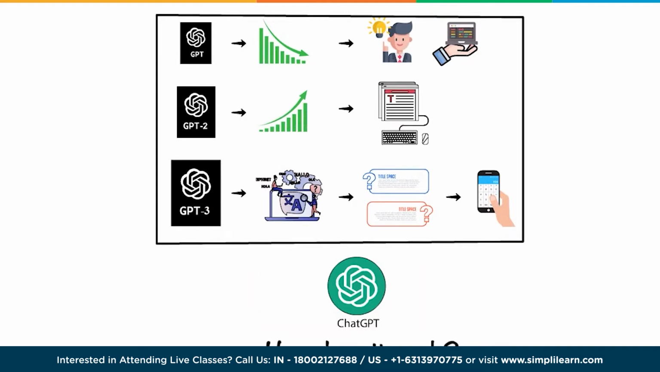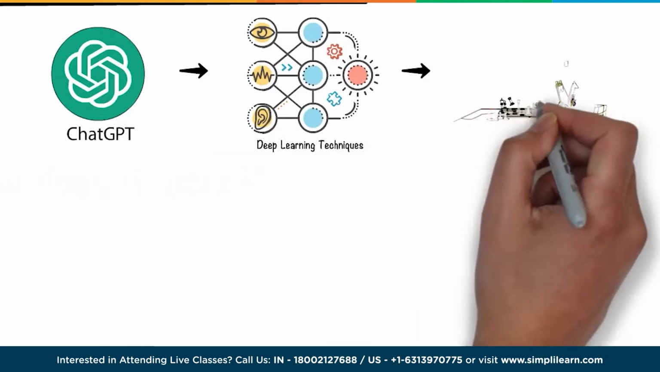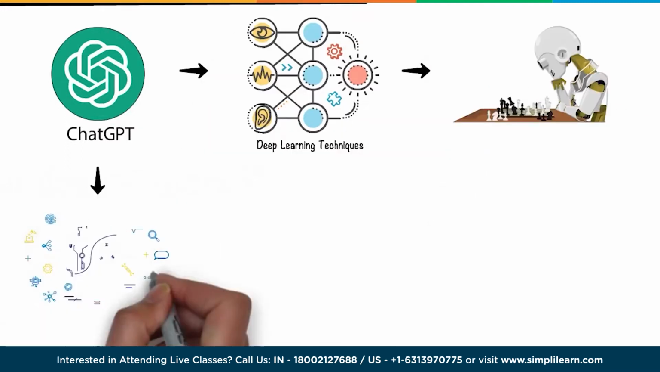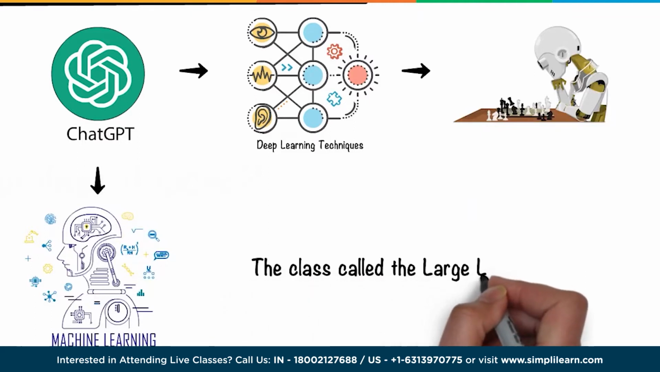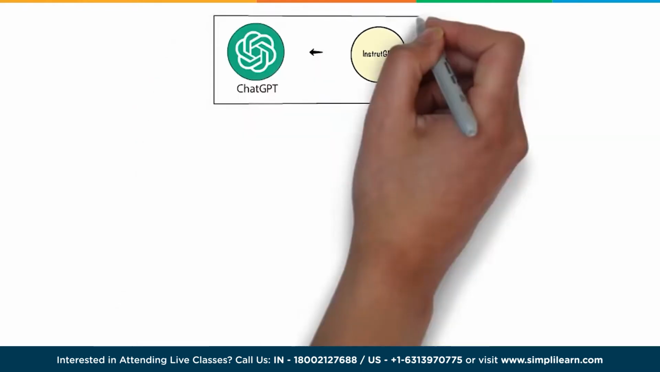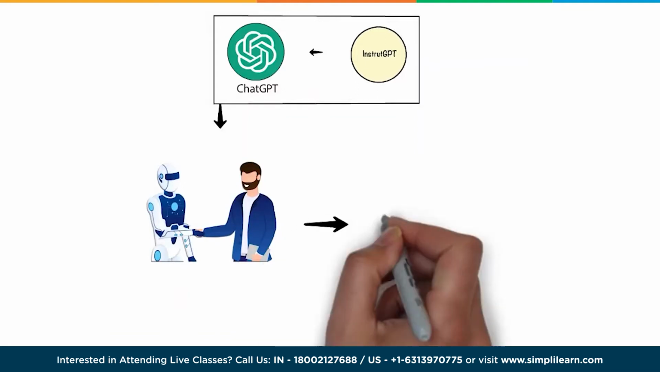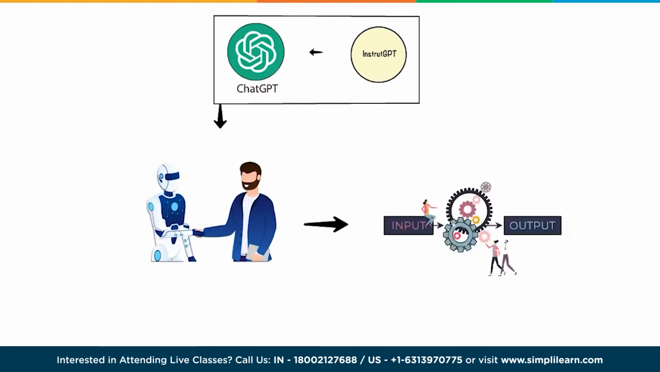So, how does it work? ChatGPT uses deep learning techniques to generate human-like text. It is based on a machine learning model derived from the class called the large language model. ChatGPT is a byproduct of InstructGPT. InstructGPT introduced a strategy for integrating human feedback into the training process to match model outputs. This innovative technology made ChatGPT exceptional.